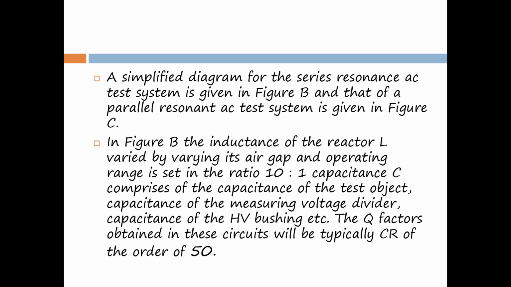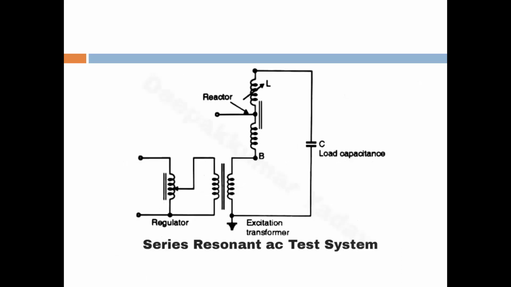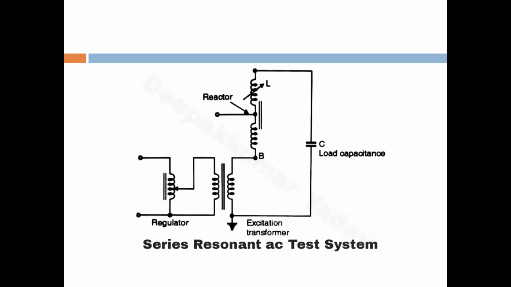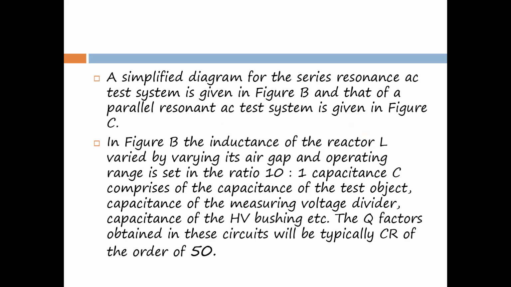In figure B, the series resonance, a reactor L is used. The inductance of the reactor L is varied by varying its air gap. By varying its air gap, the operating range is set in the ratio of 10 to 1 with the capacitance C. When the capacitance is 1, the inductance is 10, and when the capacitance is 10, the inductance is 1. This comprises the capacitance of a test object.